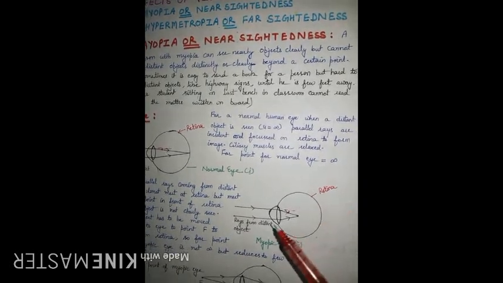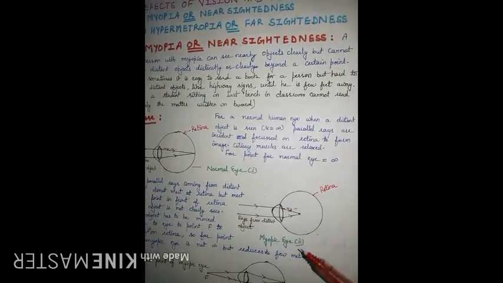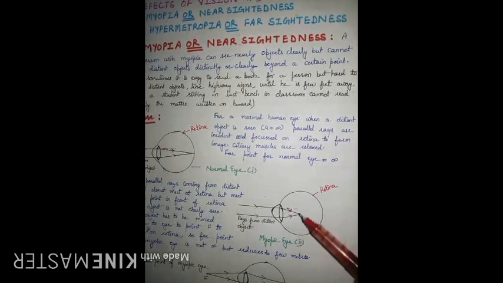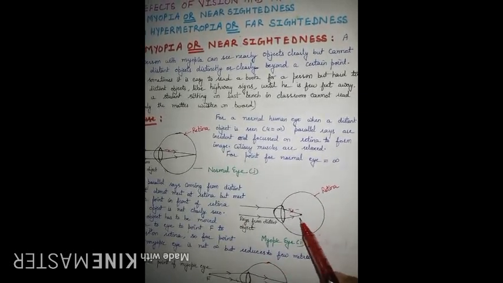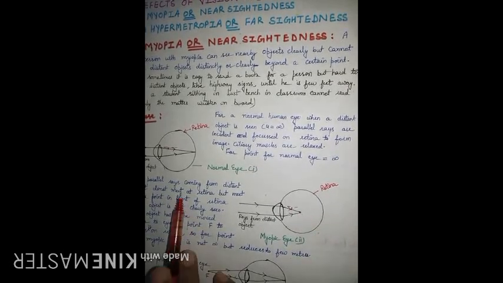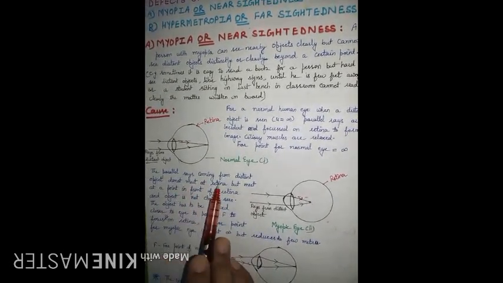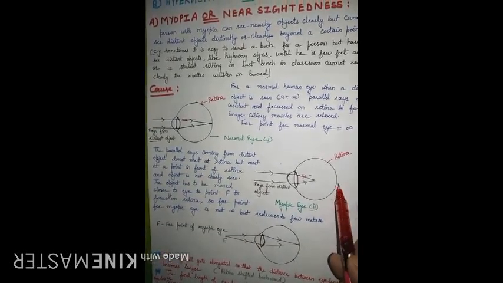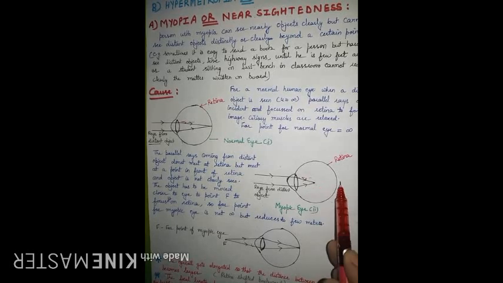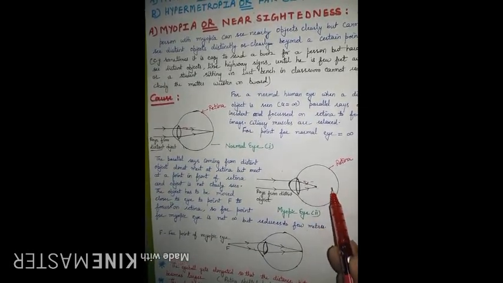But when a refractive defect or error is there, then the person will not be able to see the distant object clearly. Rays coming from the distant object are still parallel, but they are unable to meet at the retina. They are going to meet at a point in front of the retina, so a blurred image will be there.